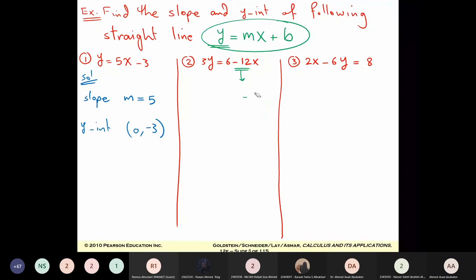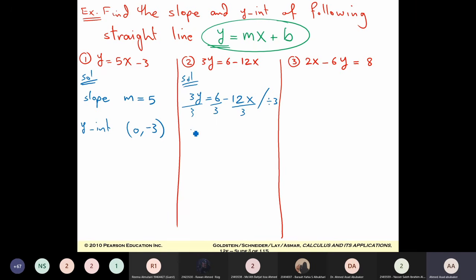We need firstly to convert the equation into the form y equals. So to solve this one, firstly, 3y equals 6 minus 12x must be divided over 3. All terms over 3, over 3, over 3. So we have y equals 2 minus 4x.